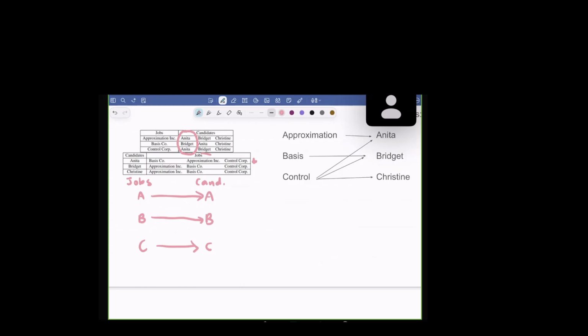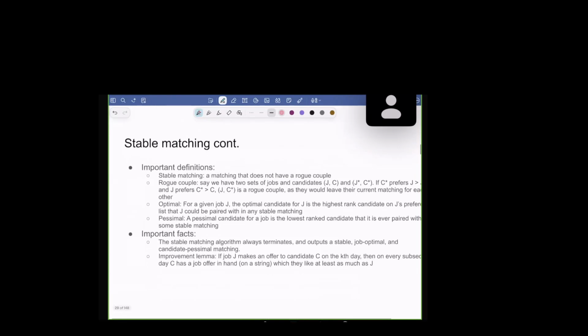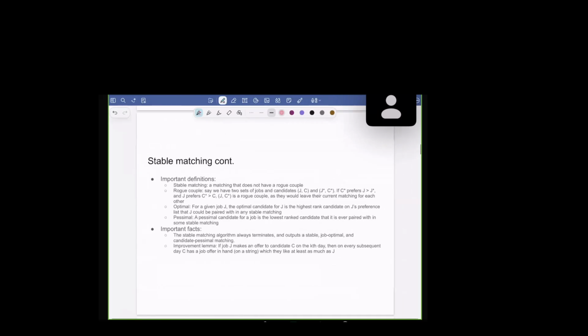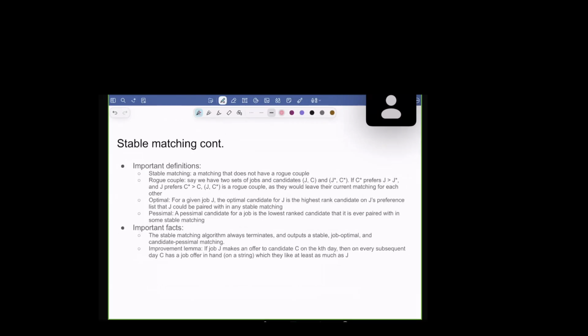So A will be paired with A, B will be paired with B, and then C will be paired with C. All right, and then just some important definitions real quick. So a stable matching is just a matching that does not have a rogue couple, and a rogue couple is defined as a job and a candidate who would prefer someone else out there, and then that someone else that they prefer also prefers them more. So they both want to be with each other instead of whoever they have now. And in that case, they would just choose to be with each other.